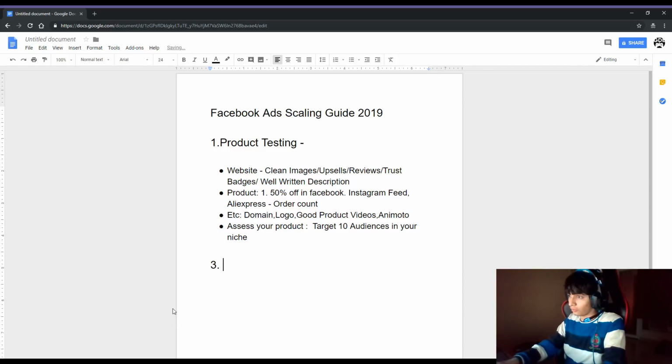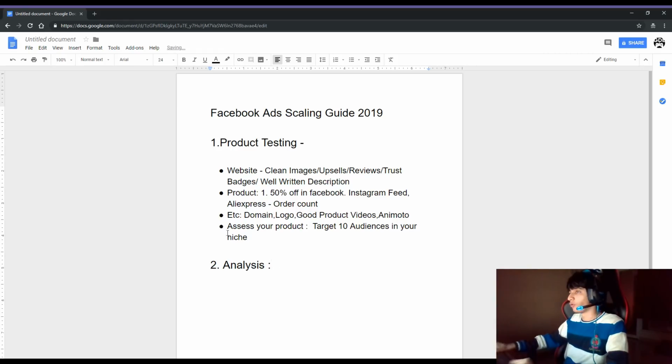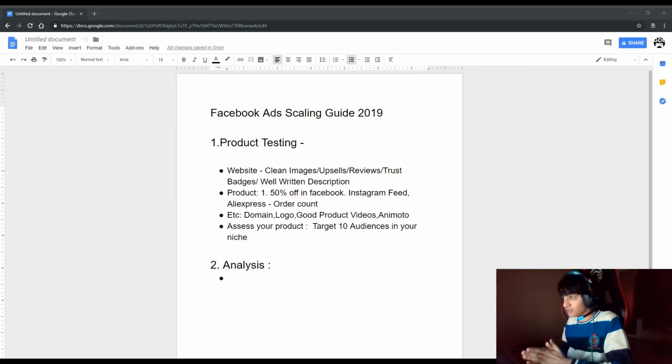Analysis. This is probably the most important part in Facebook ads, and this is where most people just fail, okay? After I do the first part, they fail completely at analysis. This is super important because you want to know what you're doing wrong in your Facebook ads, you want to know what you're doing wrong when you get the data. So understand this much, and this is a lot of information at once. You probably will have to write this down. But until now, this was just the prerequisites, what you have to do before you start testing your product.